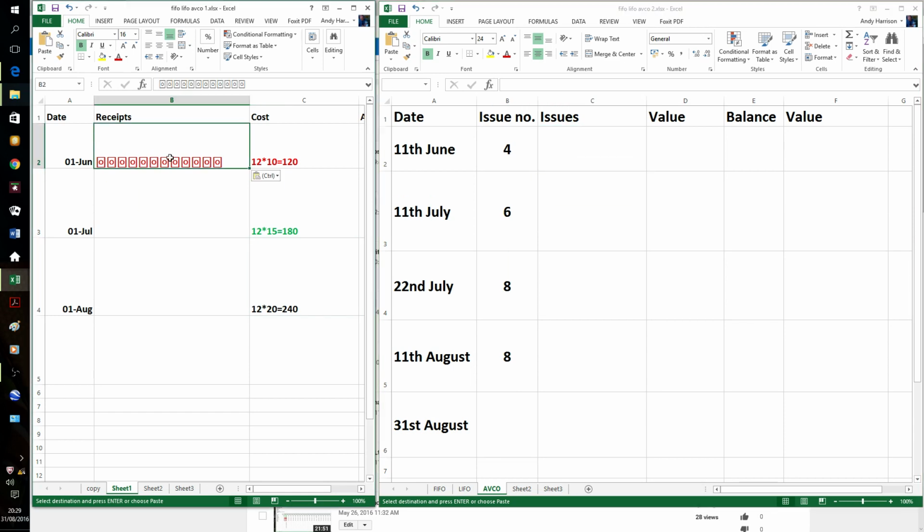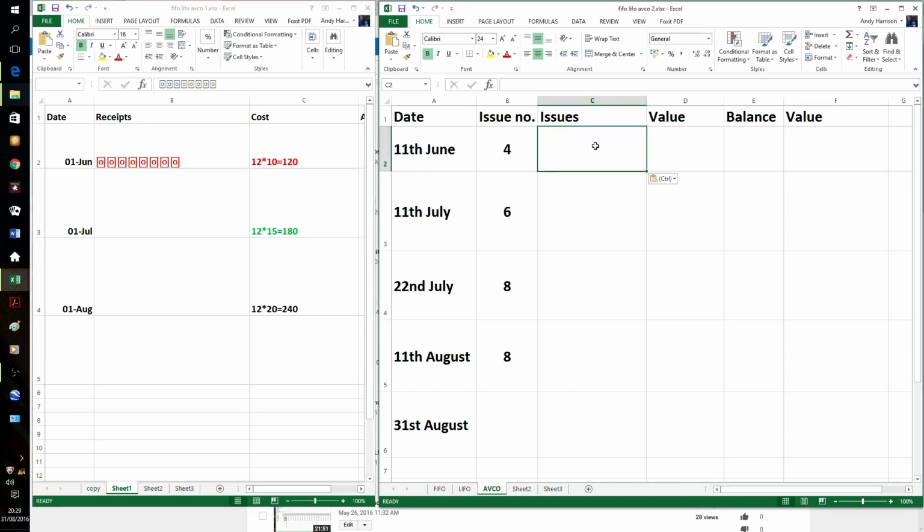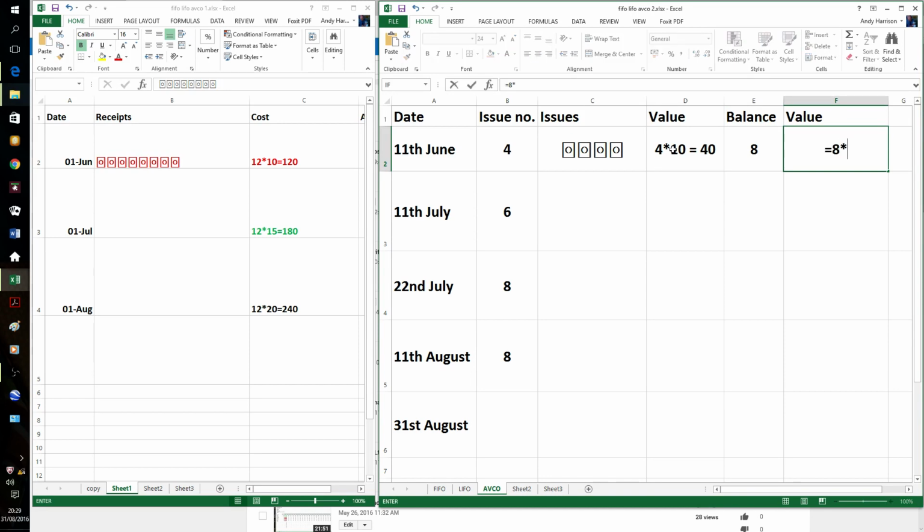It doesn't really matter which batch we say we're issuing. I'm just going to do it in practical terms. We'd still issue the oldest, of course. The value is times 10. It can't be anything else because it has to be. And the same here, we've got 8 left. It's still 80. So that doesn't make any difference.